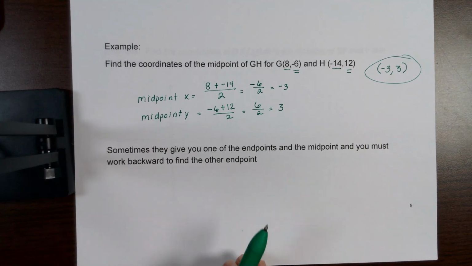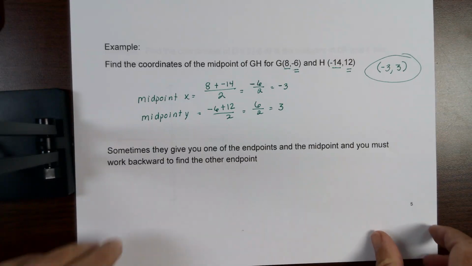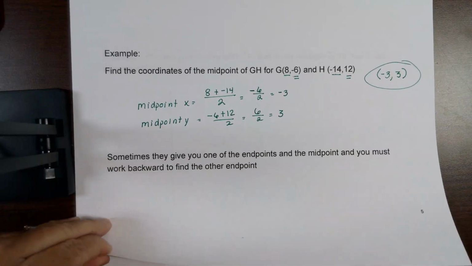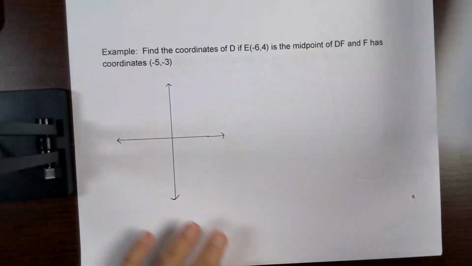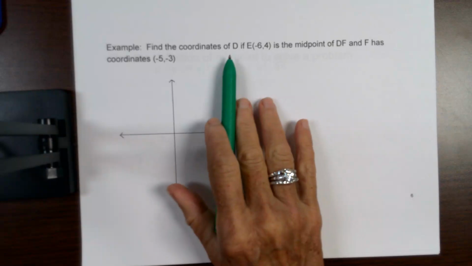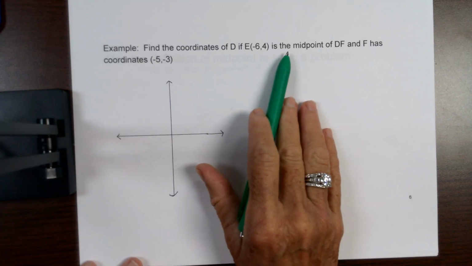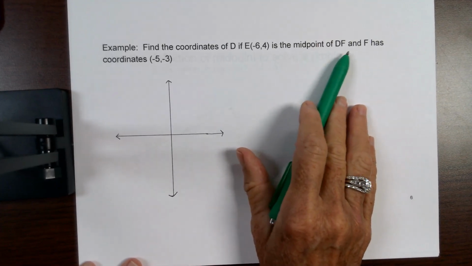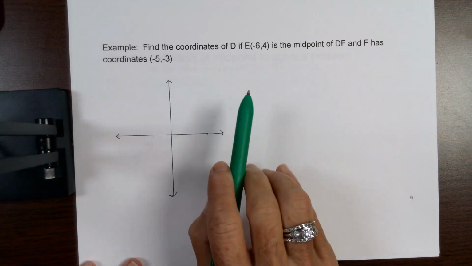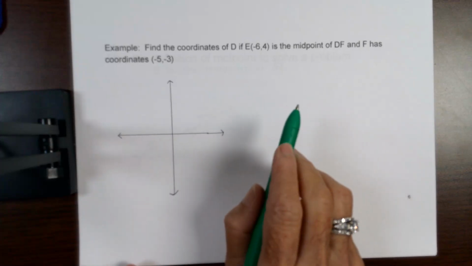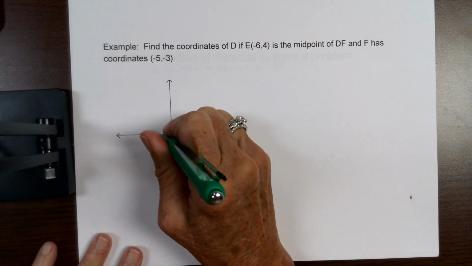Sometimes they'll give you one of the endpoints and a midpoint, and you'll have to work backwards to find the other endpoint. So here's an example of that. It says, find the coordinate D if E, -6, 4, is the midpoint of DF, and F has the coordinate of -5, -3. You really don't need to put this on the coordinate plane, but I want to show it to you so you can get an idea of what we're doing.